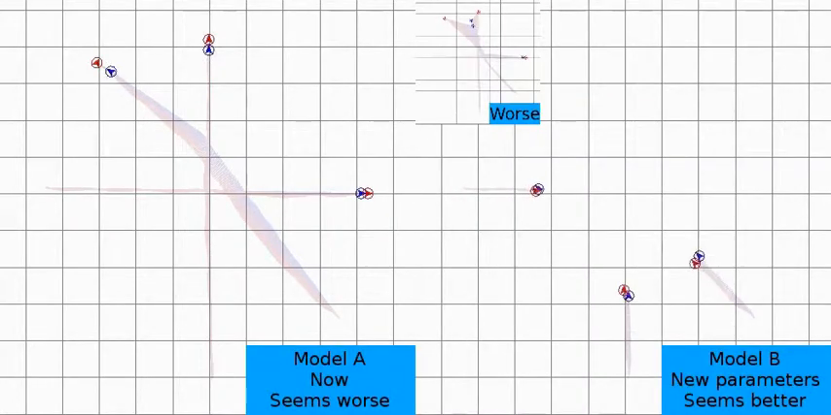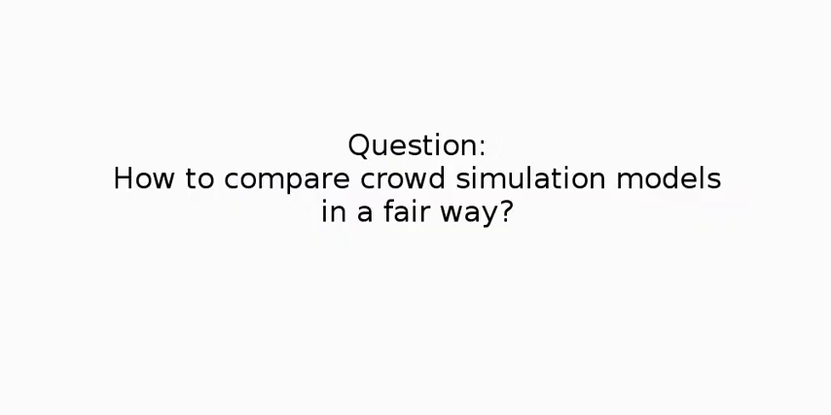However, you could change model B's parameters and thus much improve its trajectories. At this point, it would now seem that model B is the better model. This raises the question, how to compare crowd simulation models in a fair way.